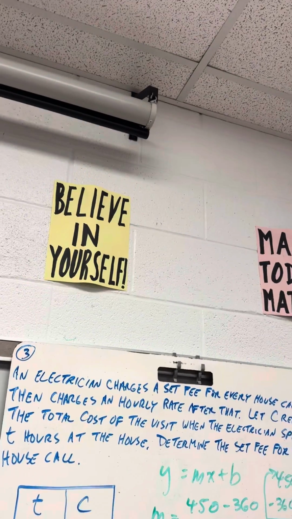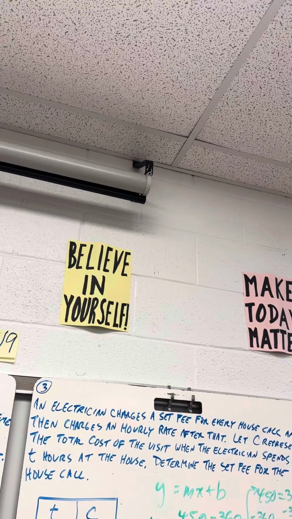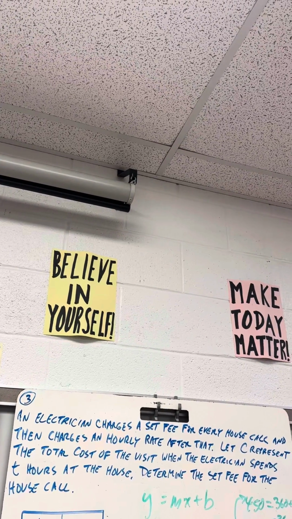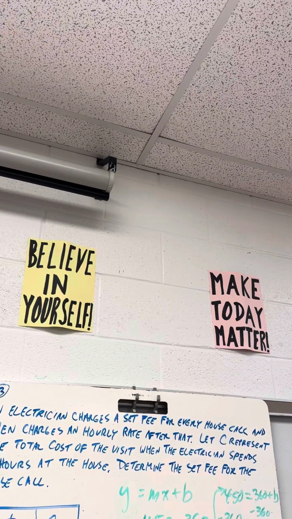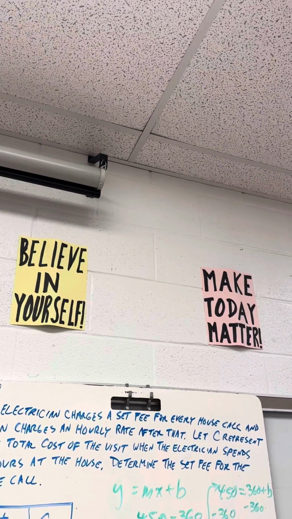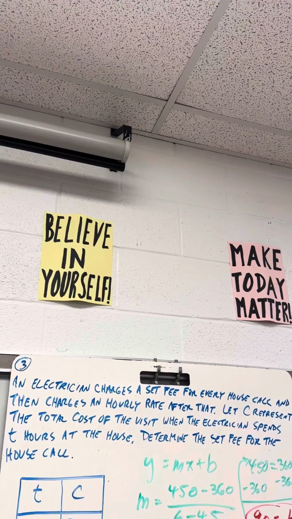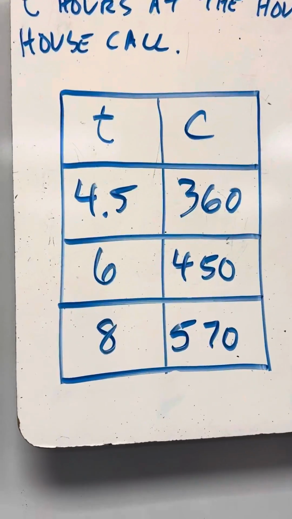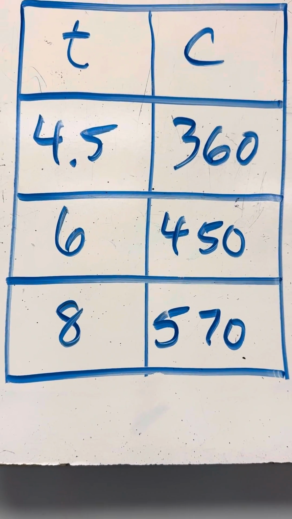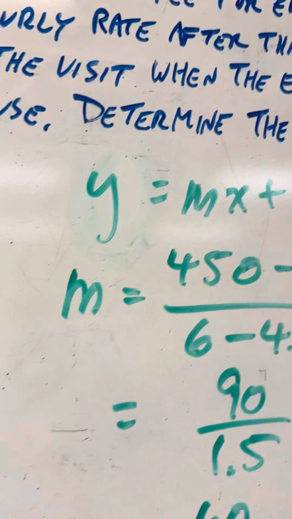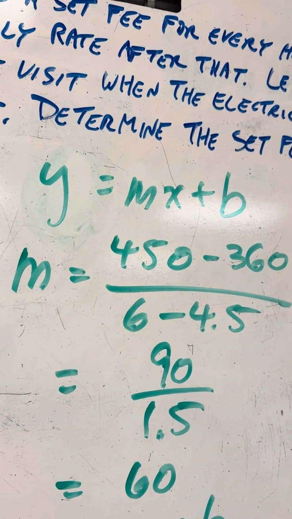An electrician charges a set fee for every house call, and then charges an hourly rate after that. C is the total cost of the visit when the electrician spends T hours at the house. Determine the set fee for the house call. So here's the chart. We're going to do 450 minus 360 divided by 6 minus 4.5. And we're going to get 90 divided by 1.5, which gives us 60.